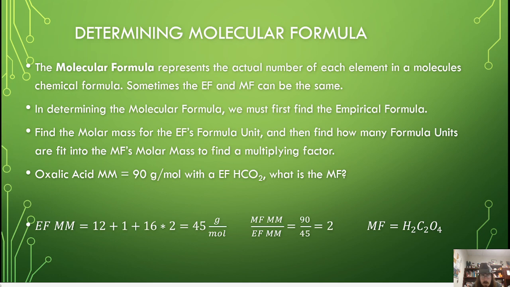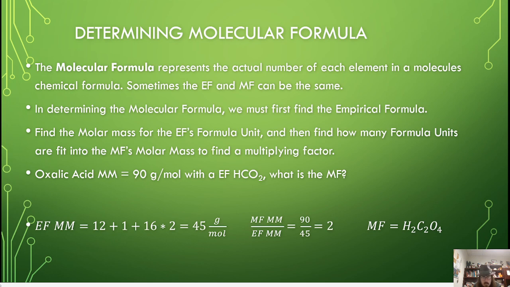So, for example, oxalic acid has a molar mass of 90 grams per mole, but it has an empirical formula of HCO2. 1 hydrogen, 1 carbon, 2 oxygens. So what is its actual molecular formula? Well, that formula unit, that little fragment, is 12, which is the carbon, 1, which is the hydrogen, and 32, which is the oxygens. That fragment weighs 45 grams per mole.